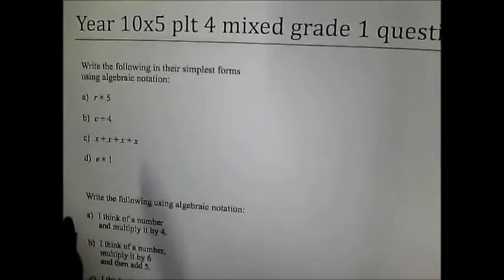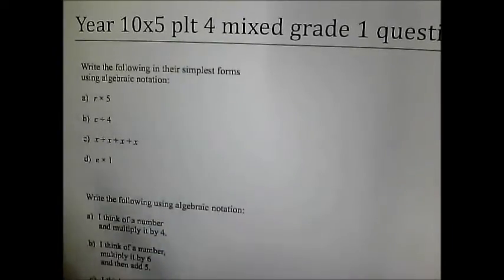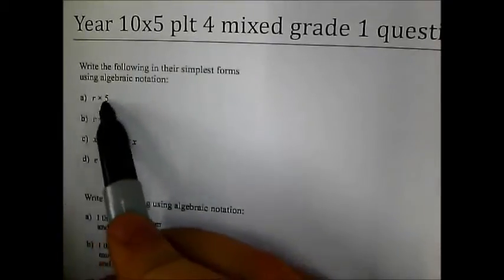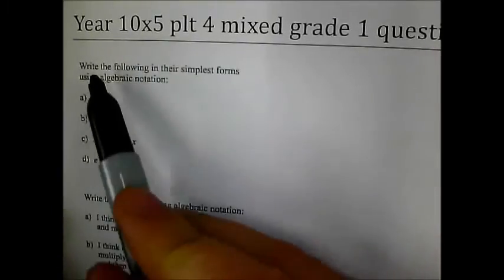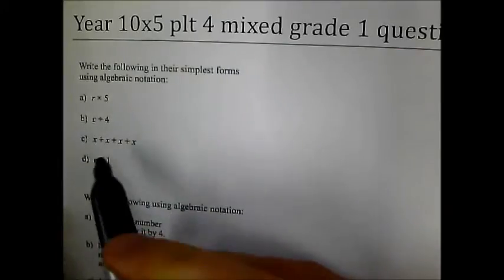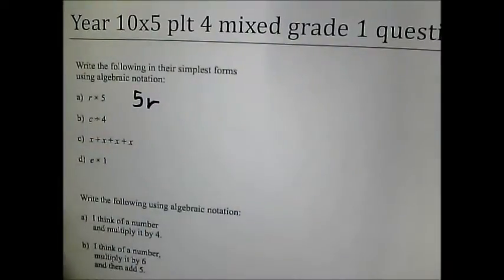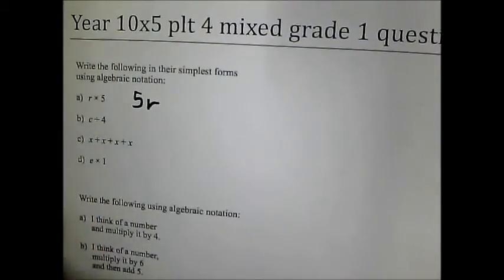So I've got some algebra here, and I need to simplify this using correct algebraic notation. Now in maths we're really lazy with the algebra. We don't bother with the multiplication sign. We instead put the number first, 5, and then the letter r, and that just means 5 multiplied by r.